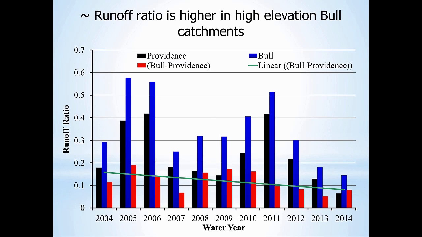If you normalize that stream flow by the precipitation, what we call the runoff ratio, which is how much water you get out of a catchment for a given precipitation, what you see here is that, except for a few years, the numbers are less than 50%. What it means is that evapotranspiration is the dominant flux in this catchment. And this line shows a downward slope. That means the high elevation Bull catchment and the low elevation Providence catchment are converging in the same direction because of the recent dry years. So the recent dry years are making the two catchments very similar.